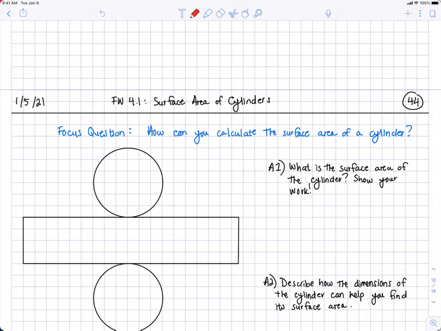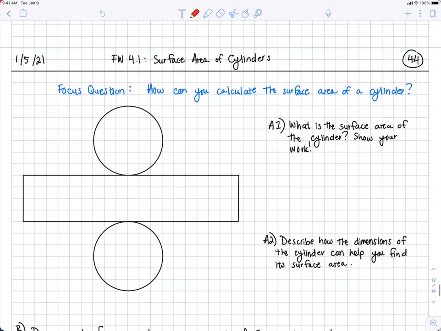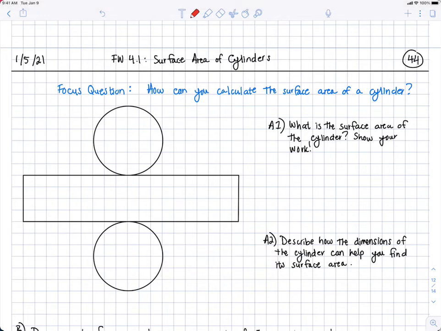All right, so you're going to make your way through and answer these questions here. So go ahead, copy down the diagram, copy down these two questions. Once you're done copying these down, I want you to try your best to answer these. See if you can come up with a strategy. See if you can calculate to the best of your ability the surface area of this shape.